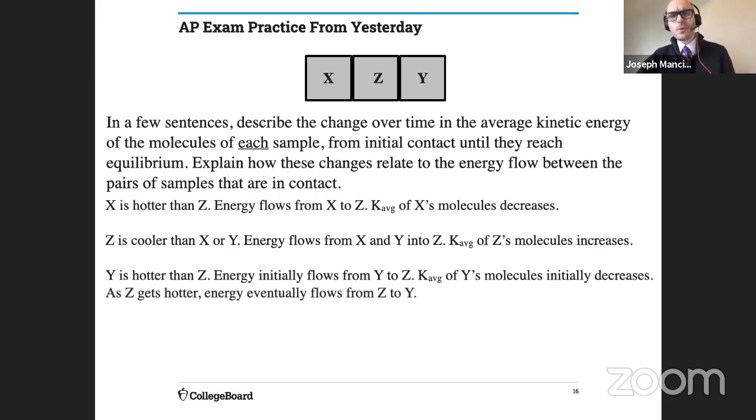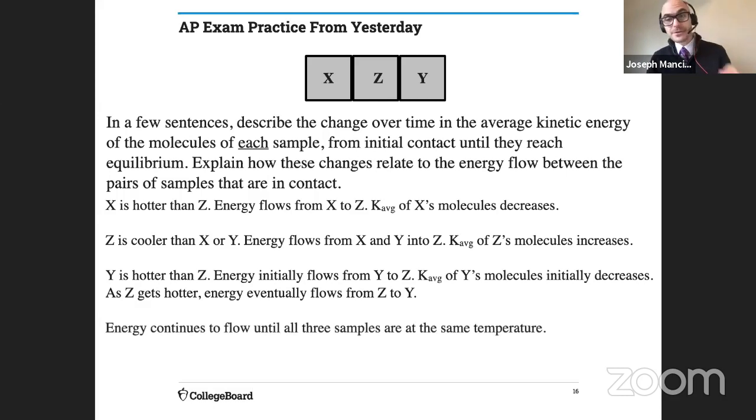But we also know that Y ends up warmer. That was in the clues. So as Z gets hotter and hotter from its contact with X, Z begins to warm up Y. Eventually, the direction of heat flow changes as Z starts to warm up Y, and energy continues to flow until those samples are at the same temperature.